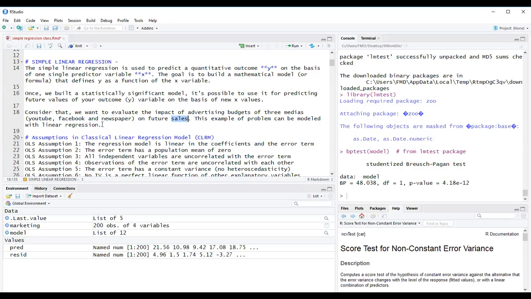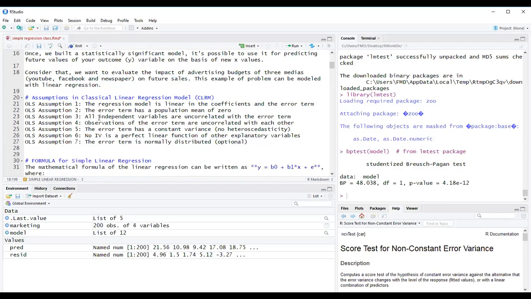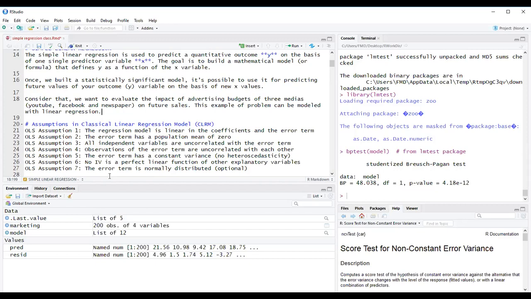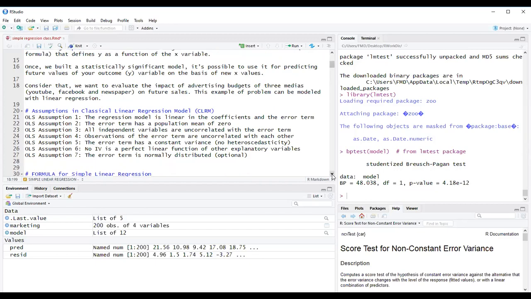All right. Now there are certain assumptions that need to be recognized in a classical linear regression model. These are the assumptions which we're going to look into as we discuss this. Number one is that the regression model is linear in the coefficients and the error terms. That means the coefficients, your betas, which we're going to discuss, should be linear. Also, the error terms, once we produce the model and compute the error terms, should be linear.